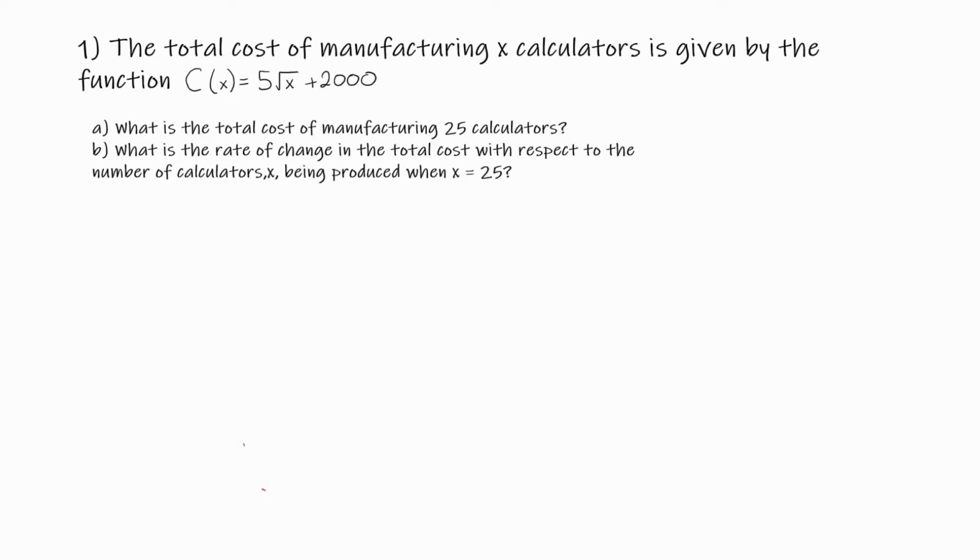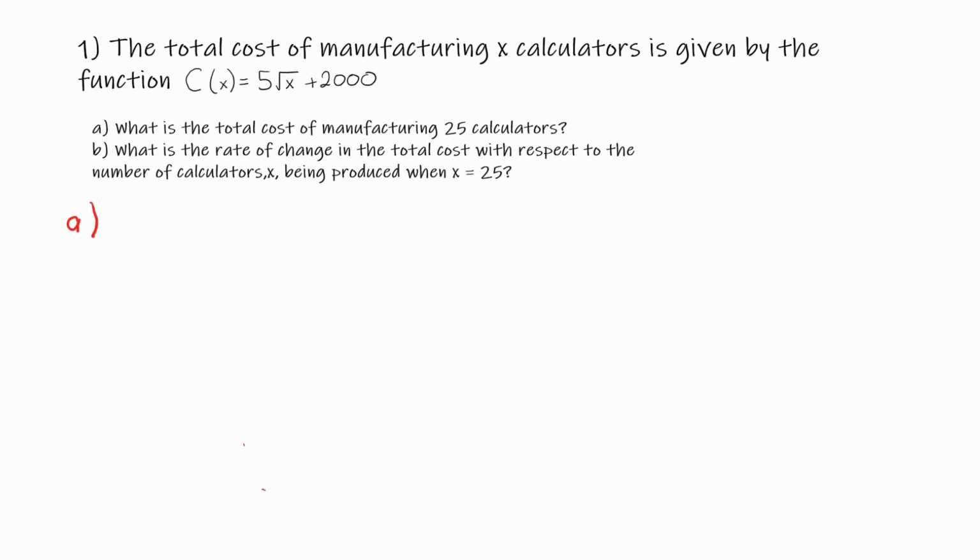The first portion asks us what is the total cost of manufacturing 25 calculators. And then the second portion is what is the rate of change in the total cost with respect to the number of calculators x being produced when x equals 25.